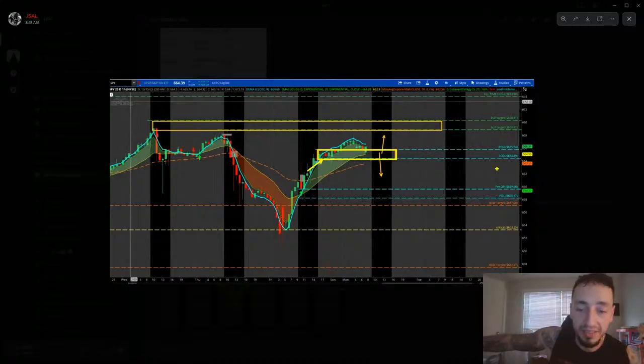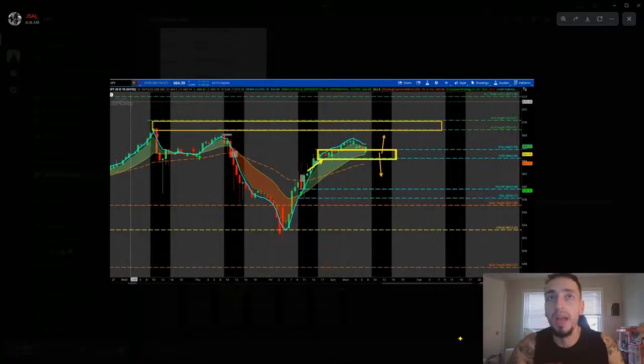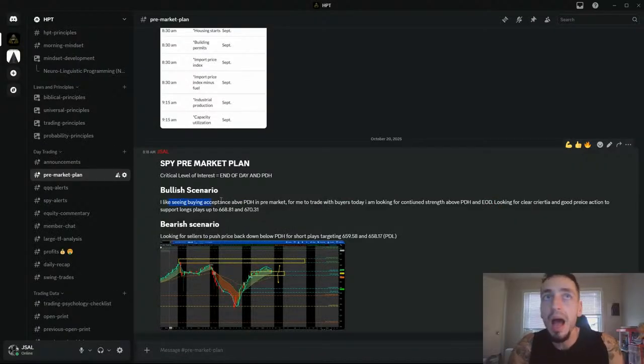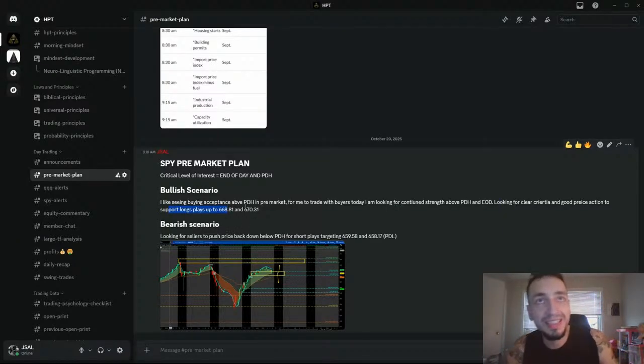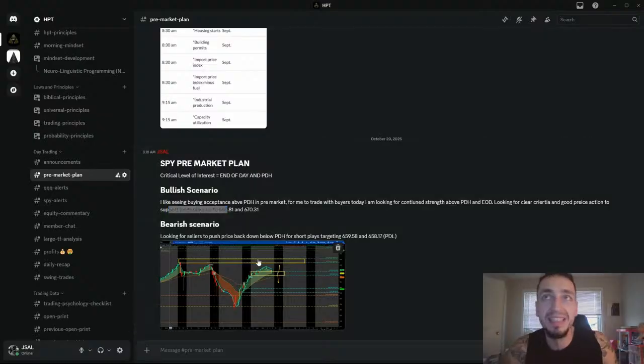That's the noise. So what do I do? I focus on the critical point and I ask myself, okay, whoever can control this level, I'm looking to trade with. I said here, I like seeing buying acceptance above previous day high in pre-market. For me to trade with buyers, I'm looking for continued strength above PDH. Looking for clear criteria and good price action to support long plays up to 6688 and 670.